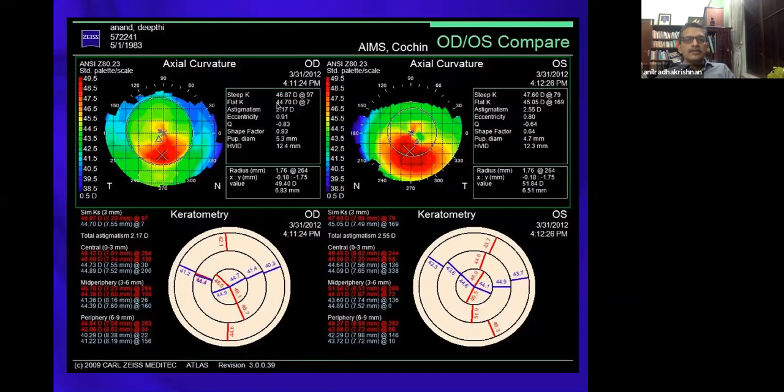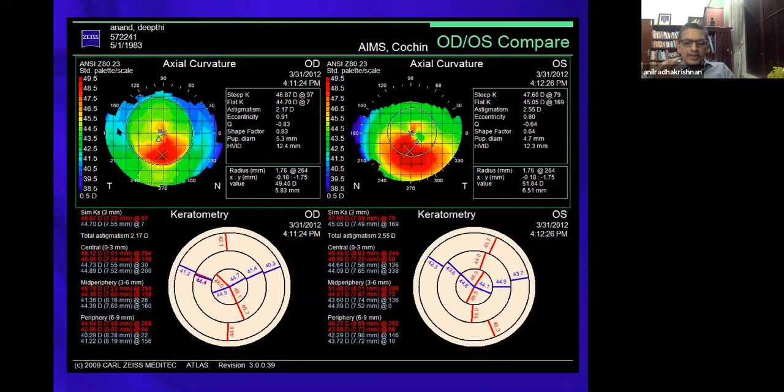What about this? This K1 and K2, 44.7, 46.87, is almost well within normal limits. But if you look at the maximum color, the steepest area, at this area the color corresponds to 49.5. In the fellow eye, this color corresponds to, I think in this map, which is not exactly a standard scale, something like 54, 50 or 51. So this again is clearly abnormal.